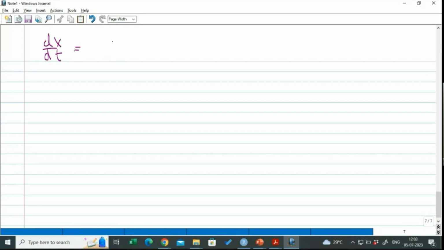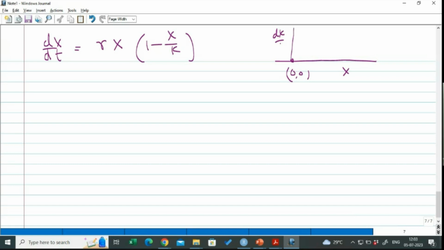So if I consider it something like this, rx(1 - x/K), this gives me an equation of this form. So (0, 0). Along this I have x, along this I have dx/dt. I thought of taking it in a very simplistic way. So this is (K, 0).